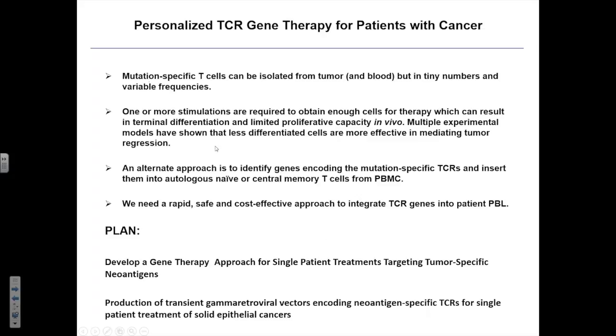We know we can isolate the mutation-specific T cells from tumor and blood, but just in tiny numbers. And we therefore have to stimulate them in vitro. After their repeated stimulation in vivo, this in vitro stimulation is required to obtain enough cells for therapy. And that continued replication results in terminal differentiation of the cells and a limited proliferative capacity in vivo. And multiple experimental models have shown that the less differentiated cells are far more effective than the differentiated effector memory and EMRA cells in mediating tumor regression.